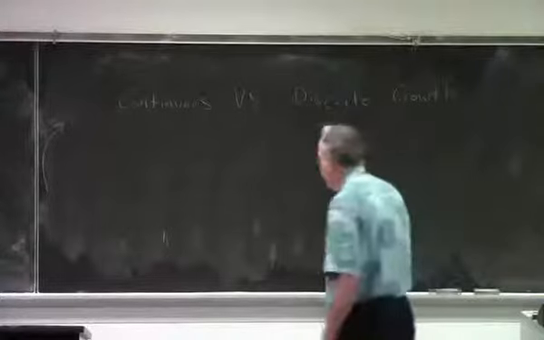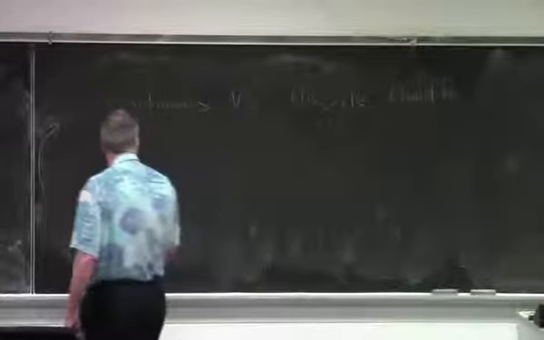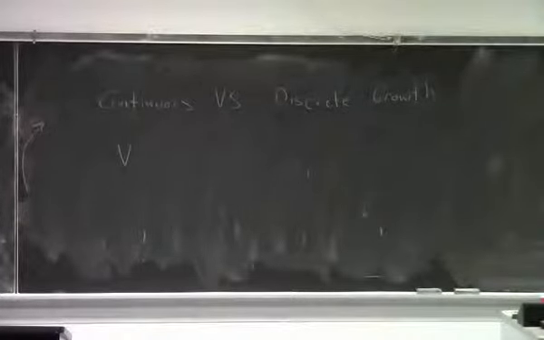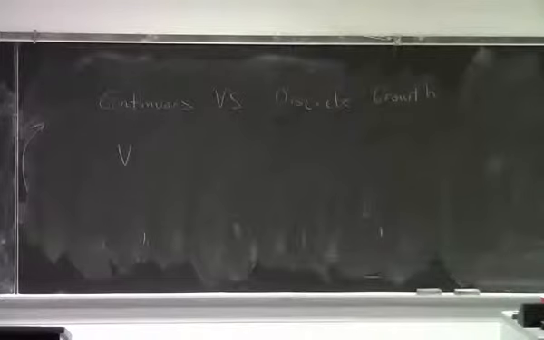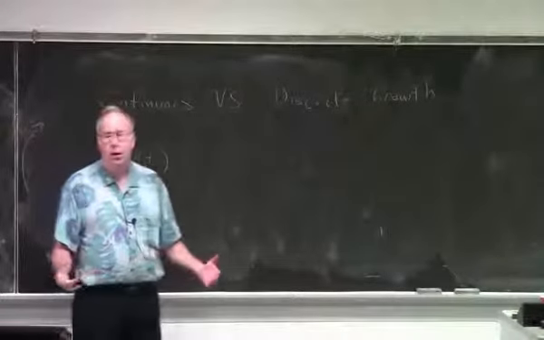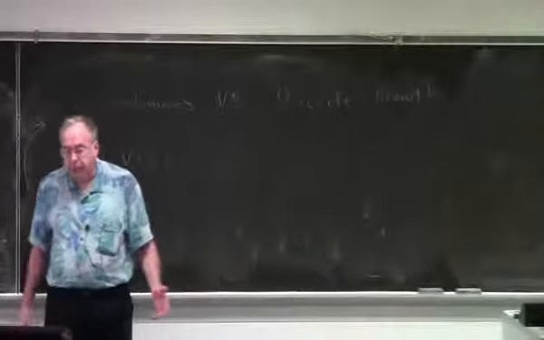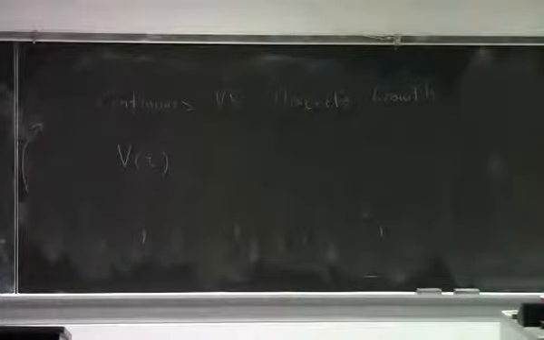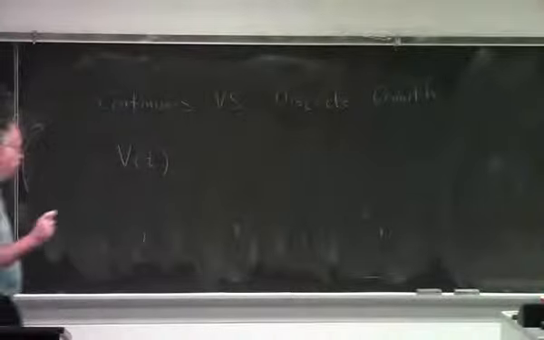Okay? And let me just use V for the future value of money. Now, the future value of money will be a function of how long you let your money compound. Okay? So V will be a function of time. Future value of money depends on how long your money is invested. And if we take the discrete model first, let's take the discrete model first.